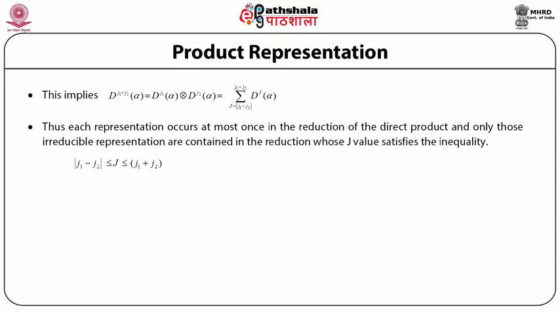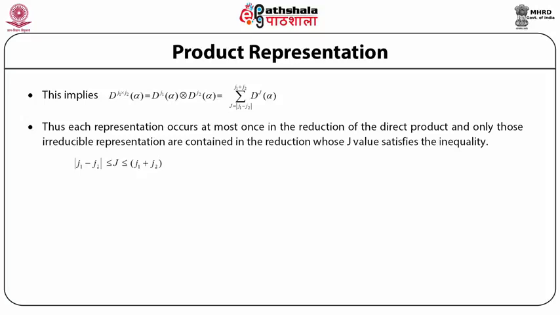For example, if we add two representations corresponding to j1 equal to j2 equal to 1, then it can be resolved into irreducible representations for the values of j going from 1 minus 1 to 1 plus 1 in steps of 1. That is, d1 cross d1 is equal to d2 plus d1 plus d0, and so on.